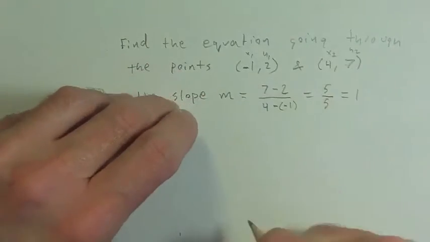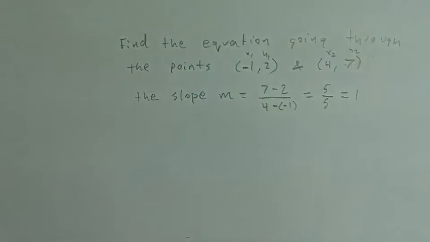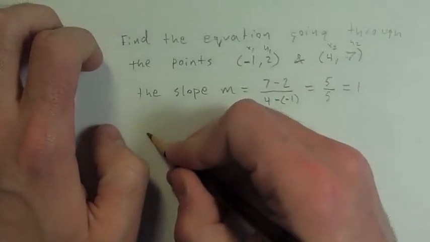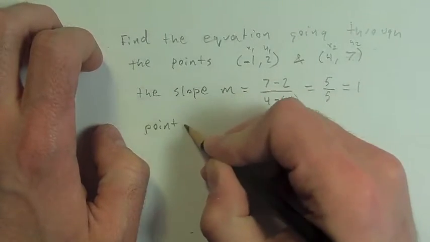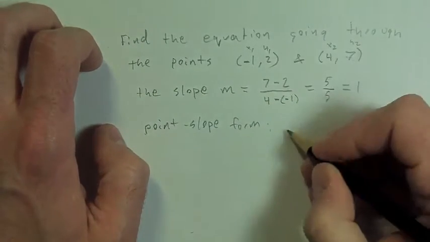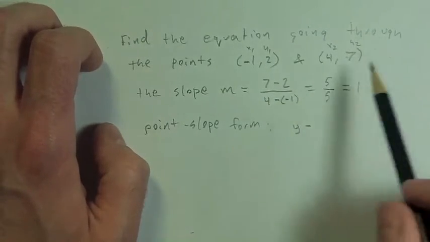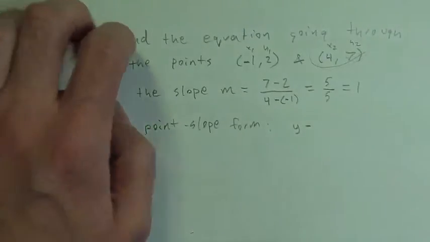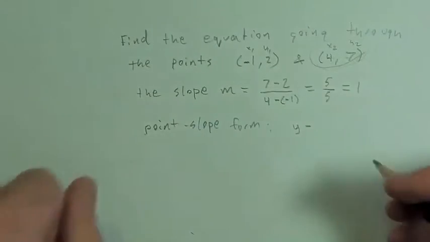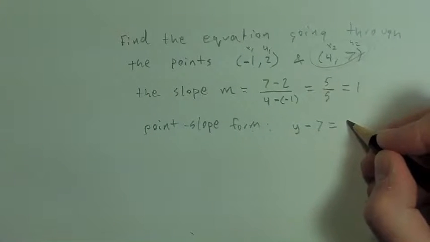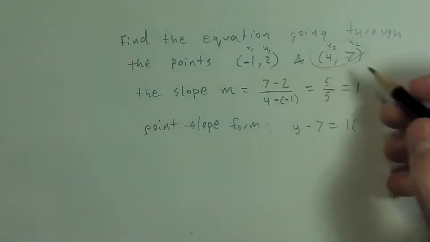So we end up with slope 1. Oh, okay, that's not too bad. Then if I want this in point slope form, it's going to be y minus, and it really doesn't matter which one you choose. If you want to choose the second point, we'll take the y value out of that, so we get y minus 7 is equal to the slope, which is 1, times x minus 4.